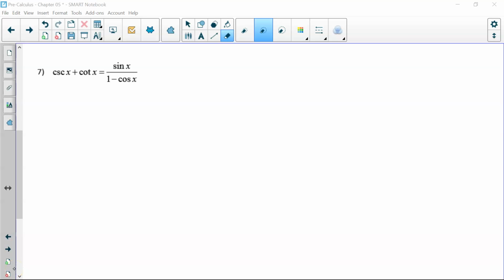Welcome back to section 5.2. We're still working on verifying these identities. So what you want to make sure is you still have your Pythagorean identities and your trig identities with you for reference as we're going through.